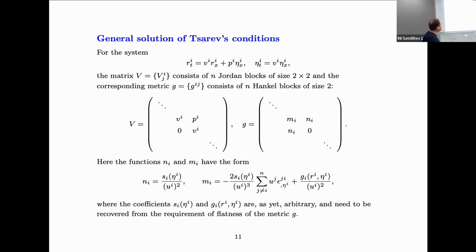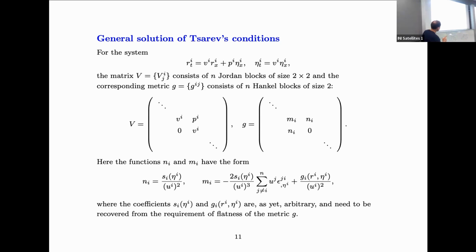It turns out that the other set of Tsarev's conditions specifies this function's unit in this form, right? So these n_i's are given by this formula, m_i's are given by this formula, and here s's are arbitrary functions, and g_i are also arbitrary functions. This follows from the first set of Tsarev's conditions. And then you require that this metric given by this formula is flat, has zero curvature tensor. And this gives you the special form of the epsilon.